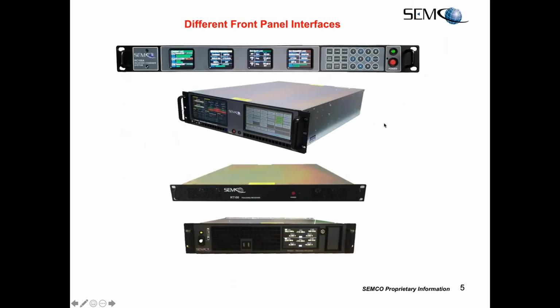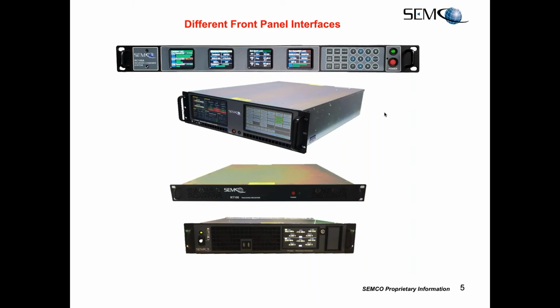So I just threw up a few. These are all SEMCO receivers, a few of the products that we offer, just to give you an idea of what the typical types of front panel interfaces are. The top one is a traditional LCD display with a keypad and menu pad, where you can basically display the different and control the receiver, and also provide different types of displays.